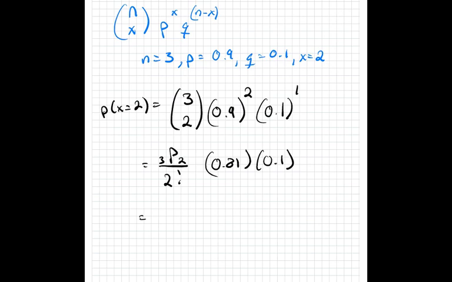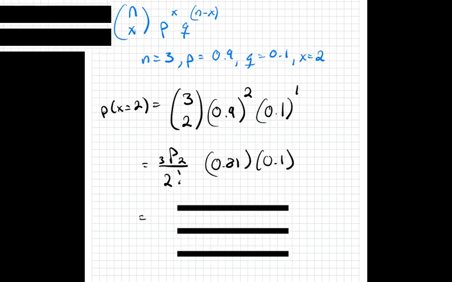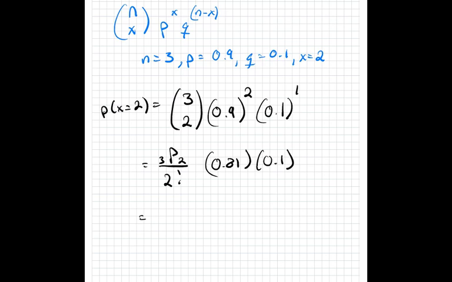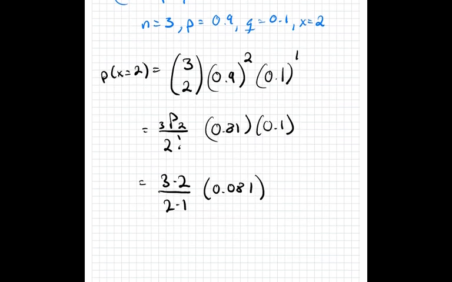So nCr is the same as nPr divided by r factorial. 3P2 just means 3 times 2, instead of going all the way to 1, we only go out 2 spaces, divided by 2 factorial, which is 2 times 1. Okay. 0.1 times 0.81 is 0.081. It gets smaller. The 2's cancel, and then we're going to say 3 times that number. So we get a 3, 8 times 3 is 24, and then the decimal goes here. You can use a calculator. I just wanted to give it a go by hand.